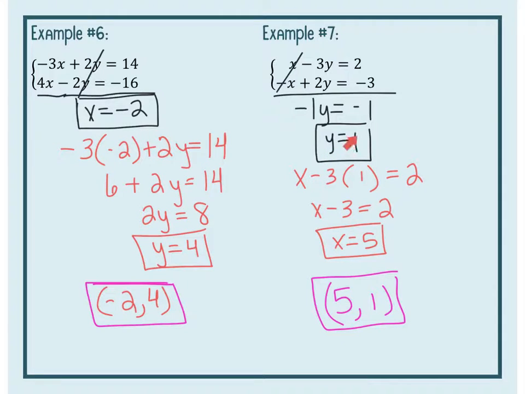Now I took this 1 and I substituted it back into the y value. So I had x minus 3 times 1 equals 2. I distributed. Then I added 3 to both sides, and I got the answer of 5. So as an ordered pair, x comma y.